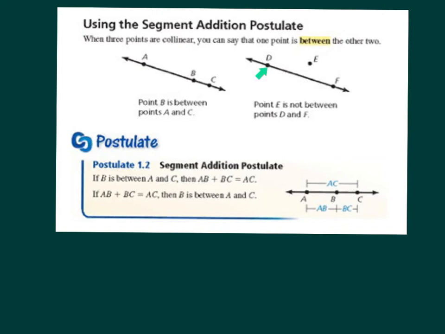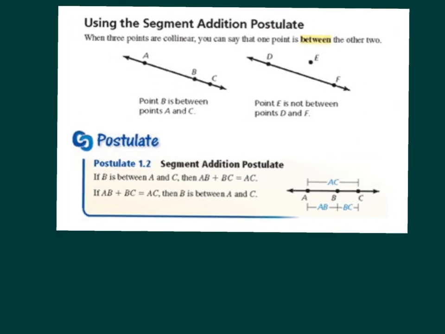If you look at this example, line DF, we know that point E is not between point D and F. Okay, it's not on the line. It has to be collinear on the line. I know it's kind of straightforward, but I need to show you that so I can show you the postulate, which is the segment addition postulate. If B is between A and C, then AB plus BC equals AC.